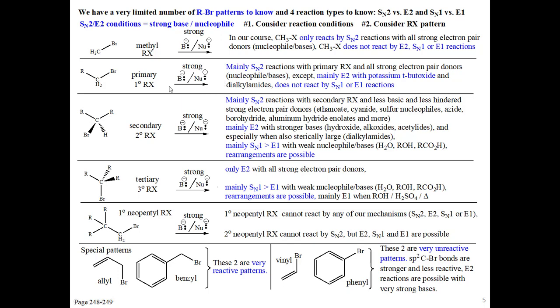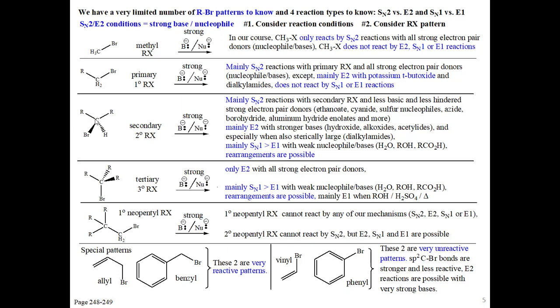If we go to the primary, it's still pretty easy with a minus charge. Almost everything we look at is mainly SN2, a little bit of E2, but we're not going to emphasize that a lot. Just be aware of it. So all of our strong base nucleophiles are mainly SN2, except there's one: potassium t-butoxide. The t-butoxide is very basic and very big and bulky, and that does not favor SN2. Since it's a primary position, it does not react by SN1 or E1. So mostly SN2 at primary centers, except for that one exception.